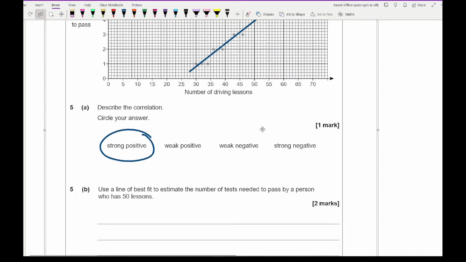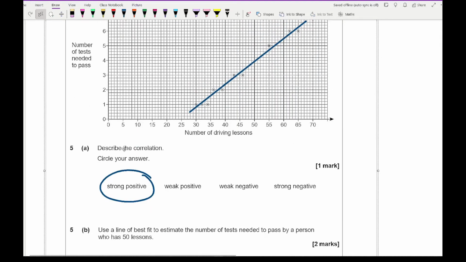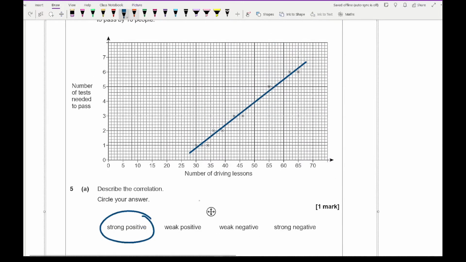Okay, and then from this what I then want to do is predict how many tests are needed for someone who has 50 lessons. So again, for this all I'm going to do is find 50 along the horizontal axis, I project up and then go across. So I reckon it's around about 4, and that there is my answer.